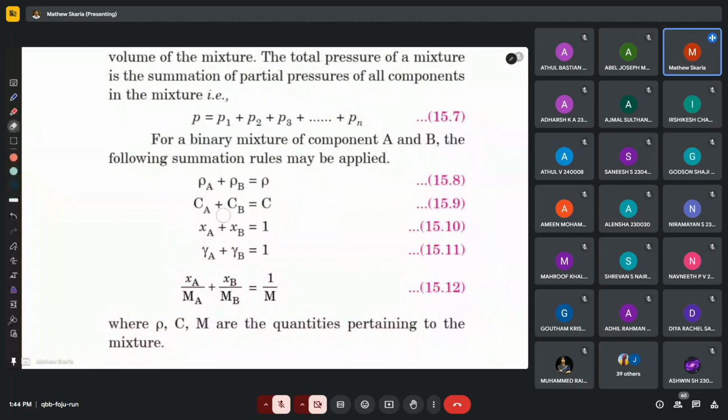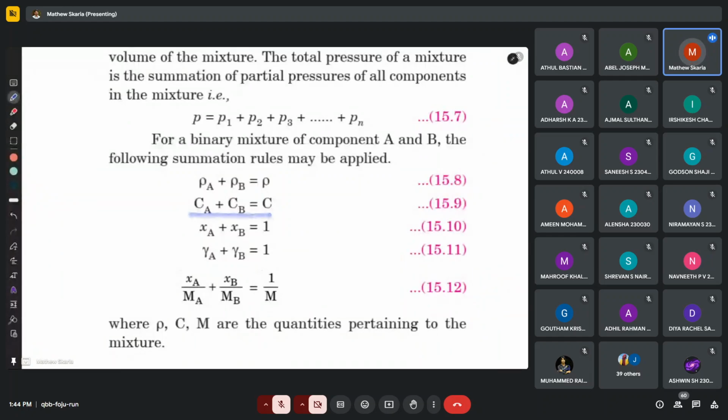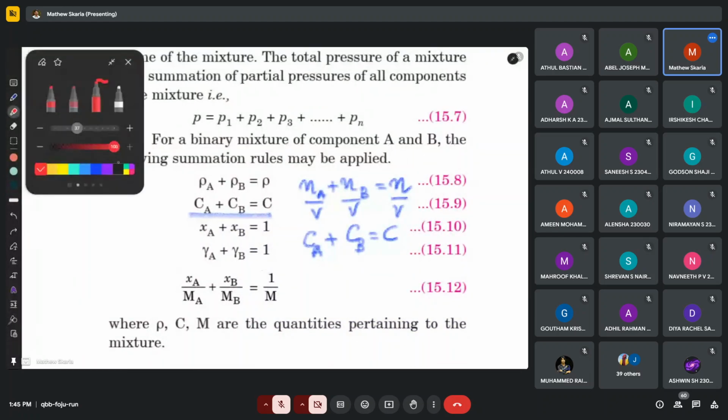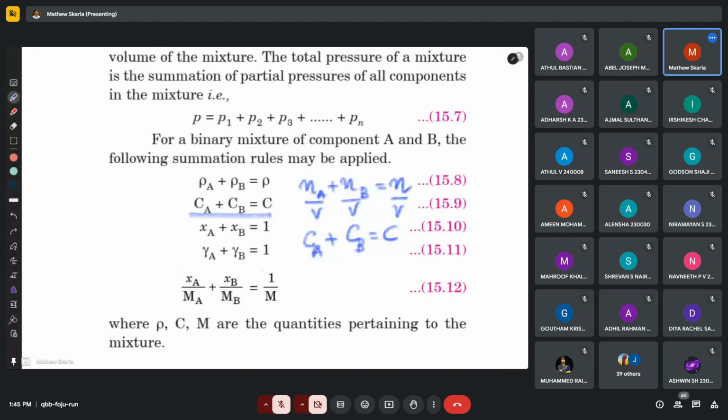In a similar fashion, we can write for the concentration. We know Na plus Nb is equal to N, the total number of moles, divided by volume. So Na by V is nothing but the concentration of A, and Nb by V is the concentration of B. That's equal to the total concentration. Now I am dividing by C, so I will write another step: Ca by C plus Cb by C is equal to 1.